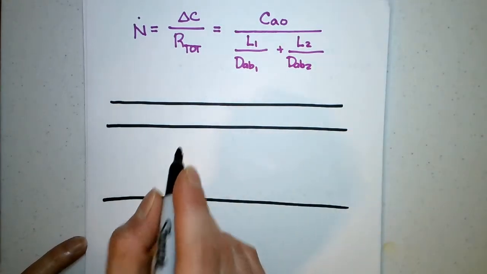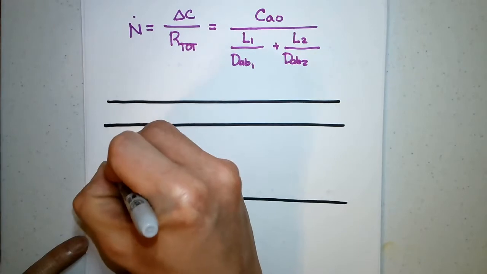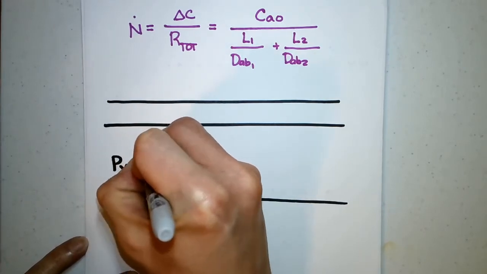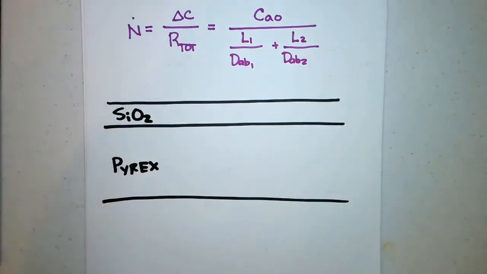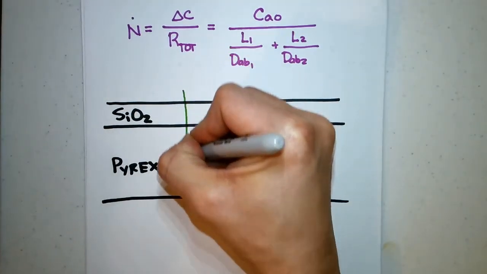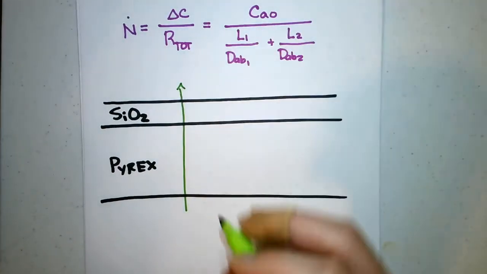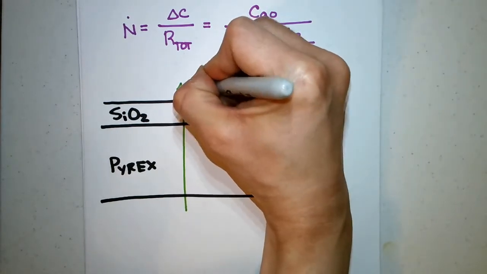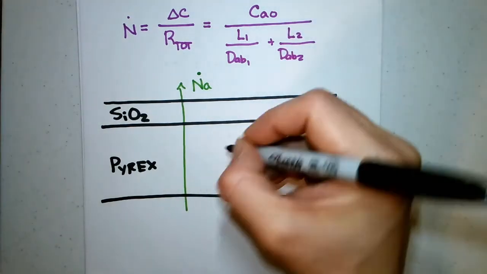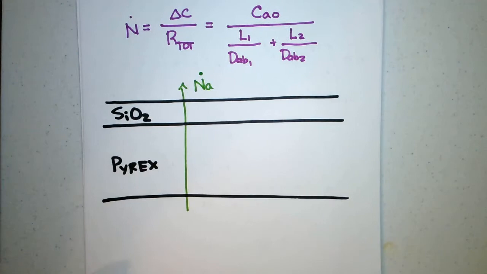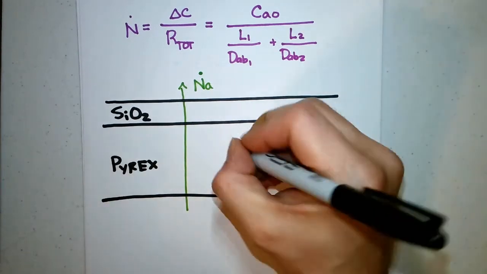So what we have then is the Pyrex and the silicon dioxide. And we have the flux that goes through the system. And so we can set up a few control volumes. In fact, we need two separate control volumes for this case.